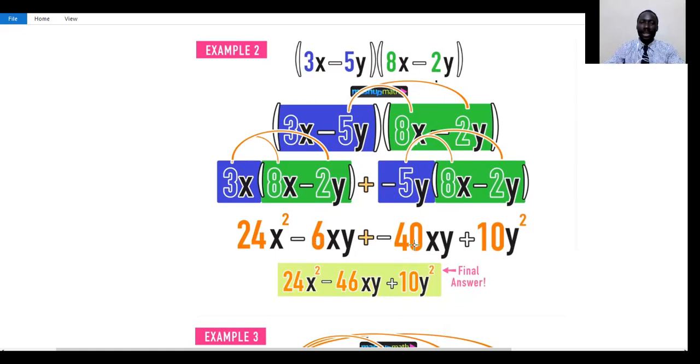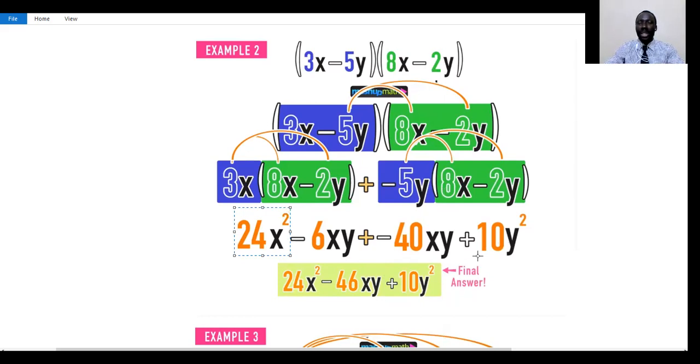So negative 6 and negative 40 give negative 46. With xy, we keep it there. We don't disturb the variables. Then we also have the 10y squared. Now notice that there is 24x squared. There is no other value we can add to combine it with, higher than 24 or less.